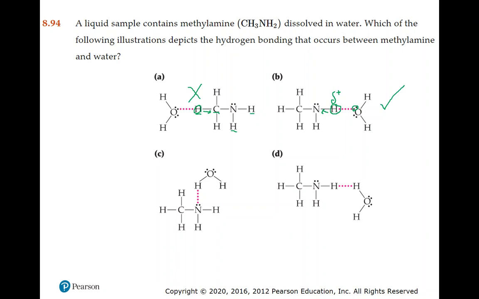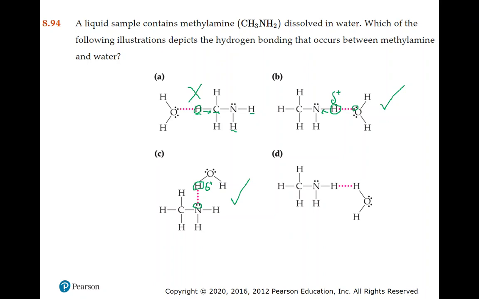Let's go to C next. In C, we have the lone pair on this nitrogen in methylamine, and it's shown interacting with the hydrogen on a water molecule. And that hydrogen will be strongly partially positive because it is attached to an oxygen. So the lone pair on a nitrogen is one component of hydrogen bonding, and this hydrogen on this water molecule is also capable of doing hydrogen bonding because it's very strongly partially positive, being attached to an oxygen. So C is also a valid hydrogen bonding interaction.